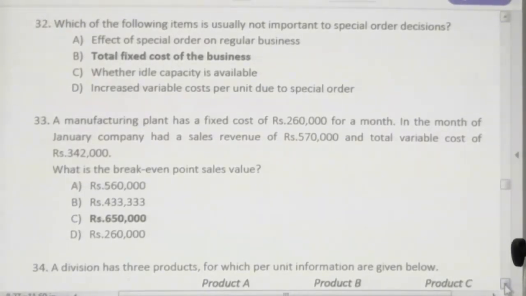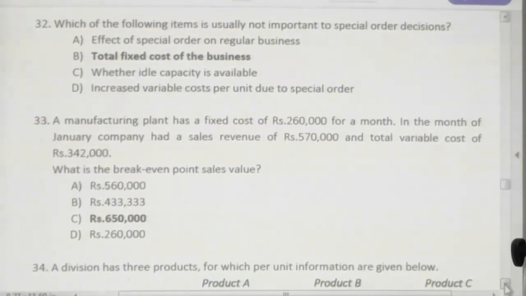Which of the following items is usually not important to special order decisions? Now remember what I have explained in the previous question. If it is a fixed cost, if it is an indirect cost, if it does not vary within the capacity, it is not important. Is that clear? Because when you are accepting a new order, first of all you have to see whether you have the capacity. If you have the capacity, even if you accept the special order or not, your fixed cost is not going to be changed.